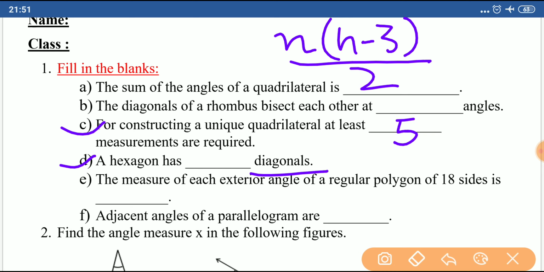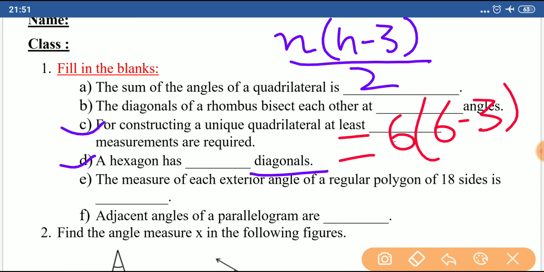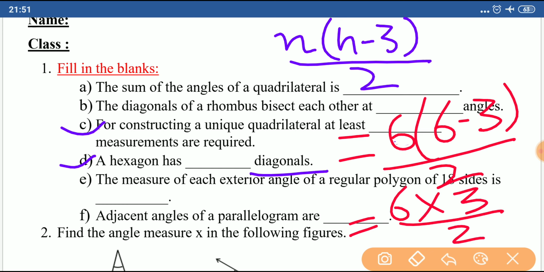Clear? And you know that hexagon has how many sides? Hexagon has 6 sides. So in the place of n you will write 6, and 6 into (6 minus 3) upon 2. So 6 into 3 upon 2. You can cancel, and you will get 3 into 3 is 9. So a hexagon has 9 diagonals. This is how you can find the diagonals of any polygon.